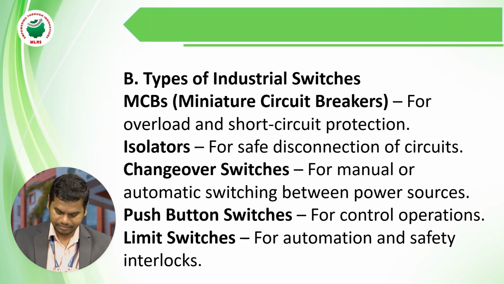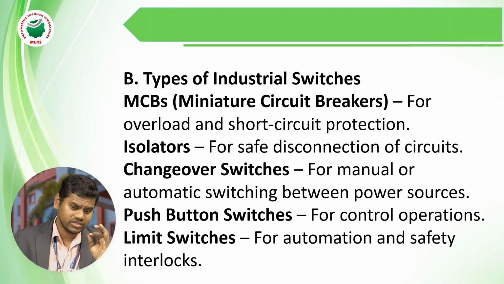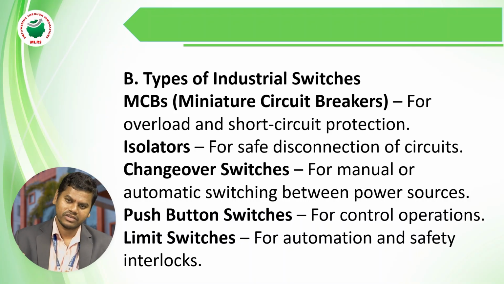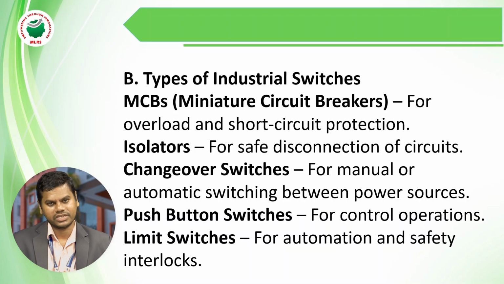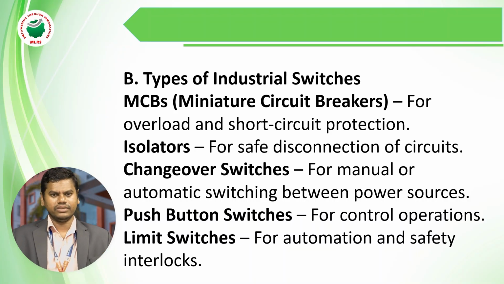Next, changeover switches, which are for manual or automatic switching between the power sources. Last but one, push button switches, which we use only for control operations. And last one, limit switches, for automation and safety interlocks. So these are the types of industrial switches.